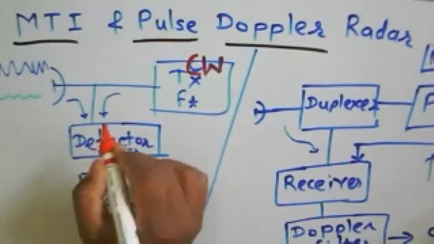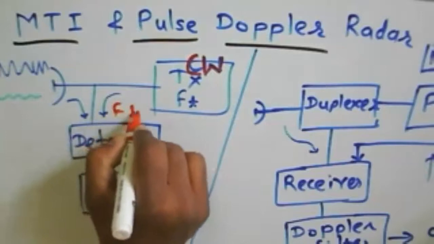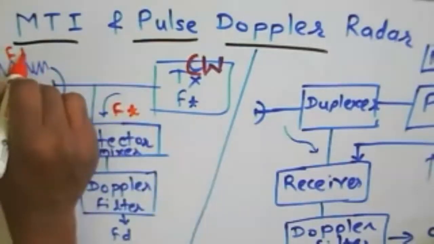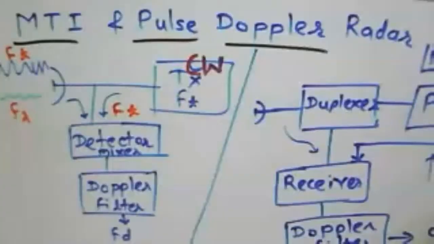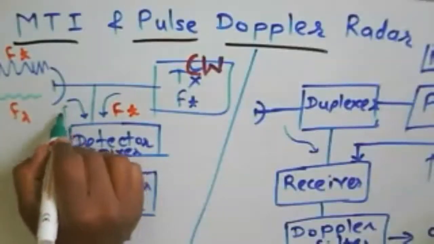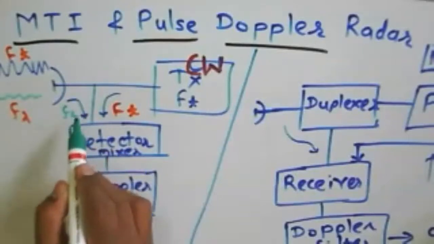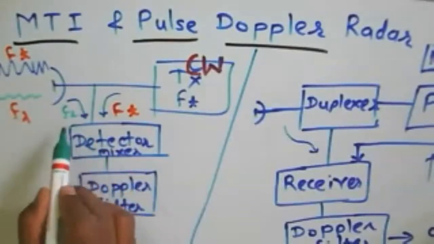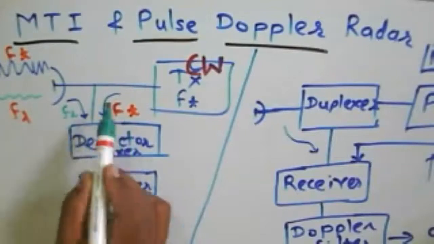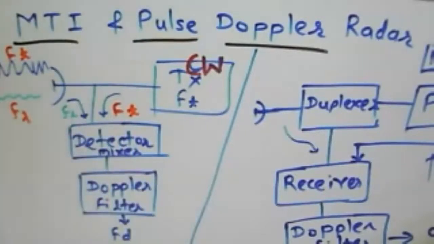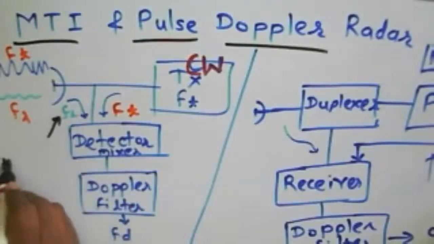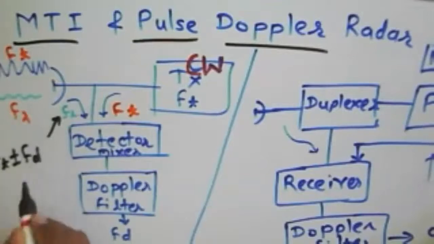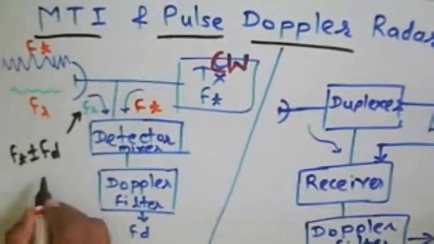So this one is about our FT here. We are transmitting the signal here. This one is about FT. This one is about your FR. That is nothing but our echo signal. So we say that this one is about your FR. Now this FR consists of what? It consists of FT plus whatever the Doppler shift projected. So we can say that this FR is nothing but FT plus or minus FD.